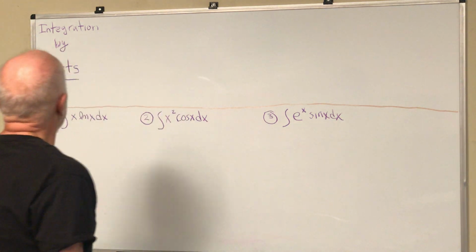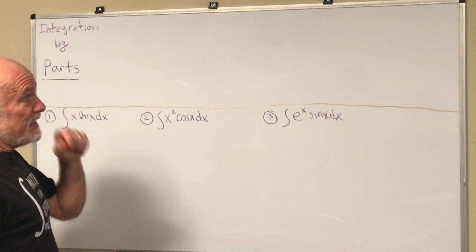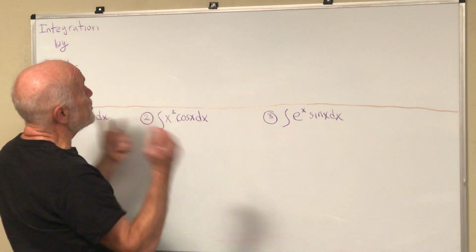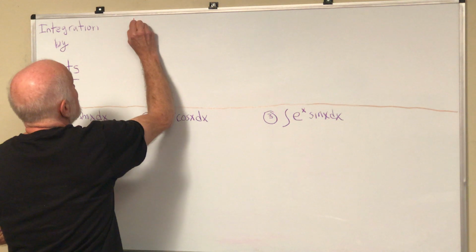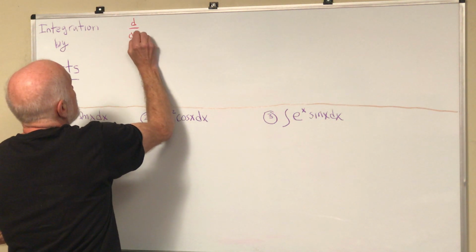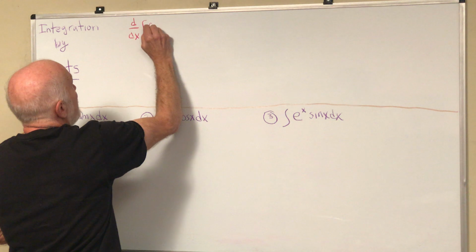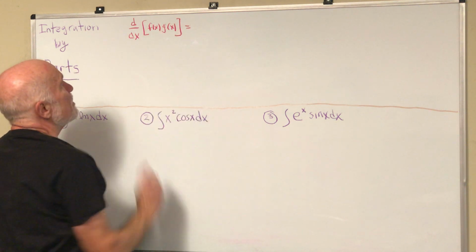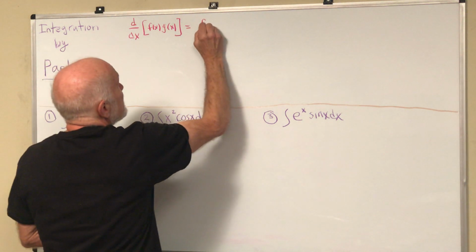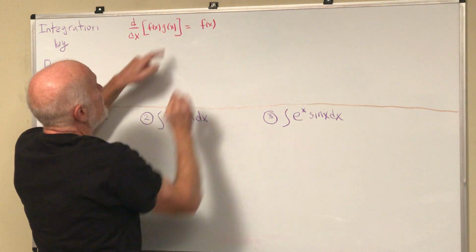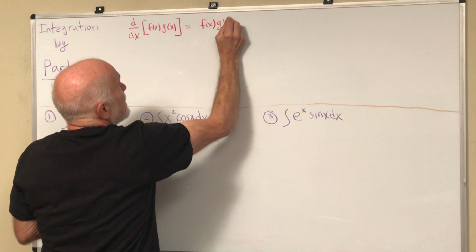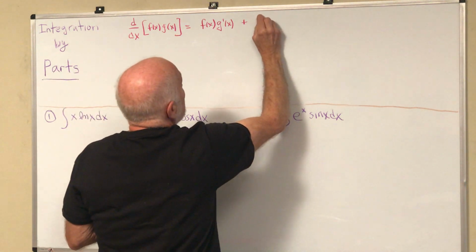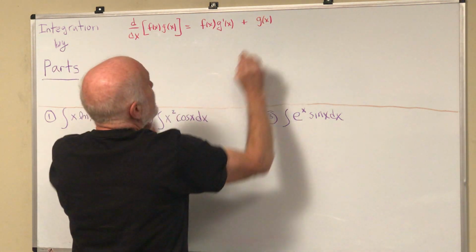So, in order to do it, I'll try to get you a proof for this. So we're going to start with the derivative of the product rule. So if we take the derivative of a function f of x times g of x, we know the rule is the first function times the derivative of the second function plus the second function times the derivative of the first function.